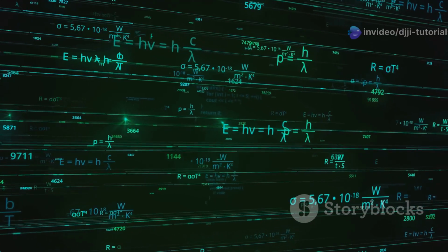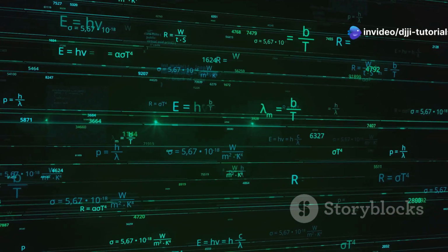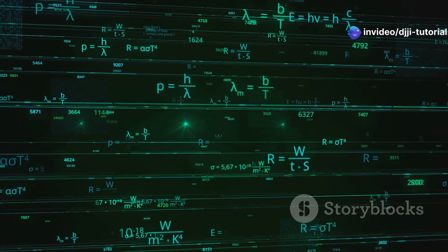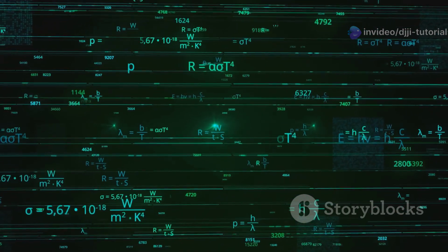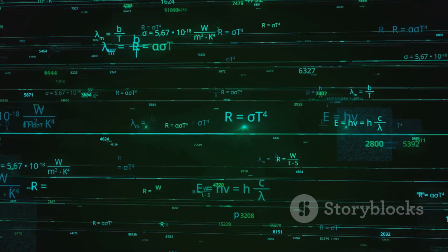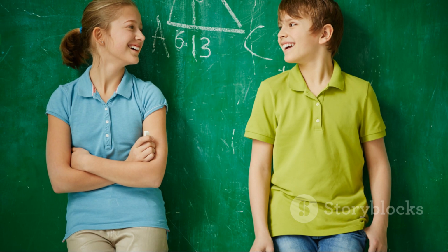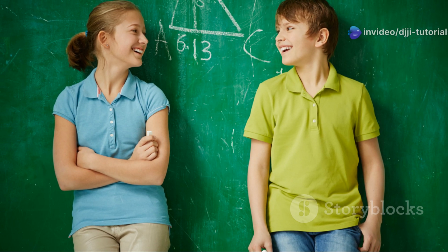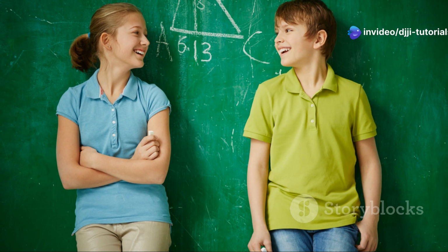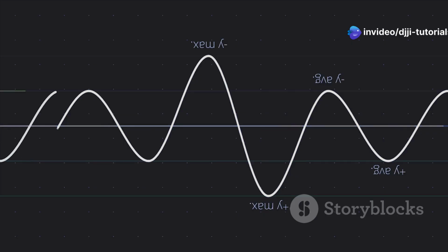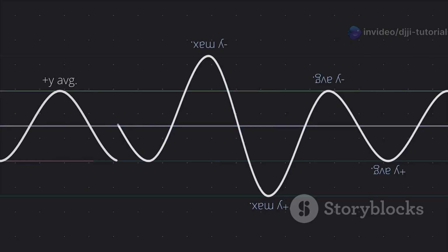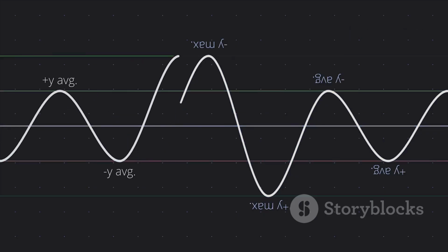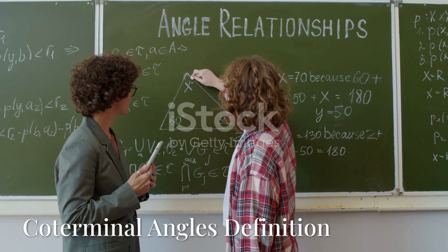Coterminal angles are angles that share the same terminal side when in standard position. This means their initial side starts on the positive x-axis, and their terminal side ends at a specific point on the circle, coinciding with each other. The principal angle is the smallest positive angle in a set of coterminal angles, falling between 0 and 360 degrees. Meanwhile, the reference angle is the acute angle, less than 90 degrees, formed between the terminal side of an angle and the x-axis.